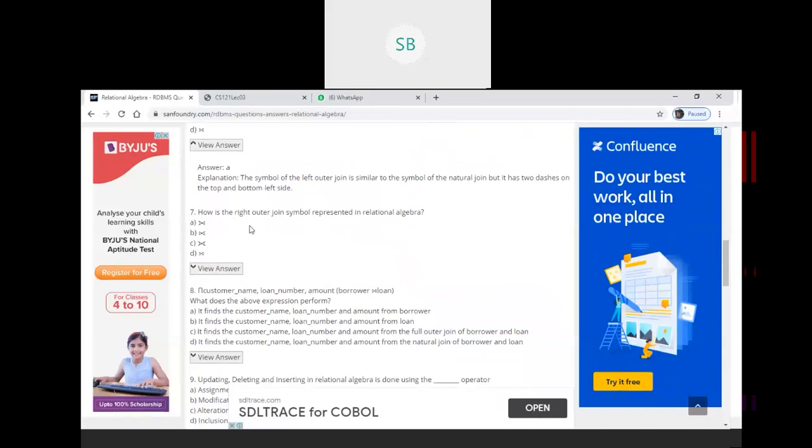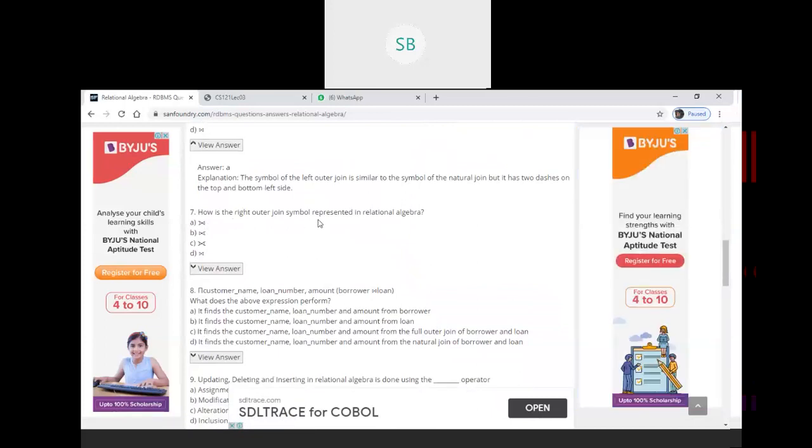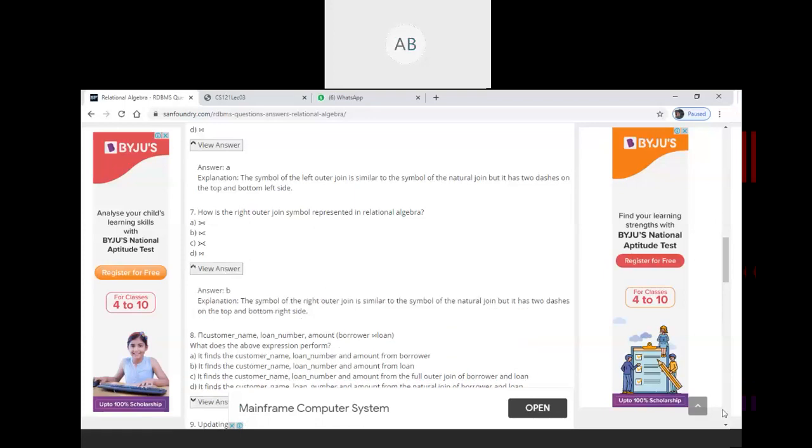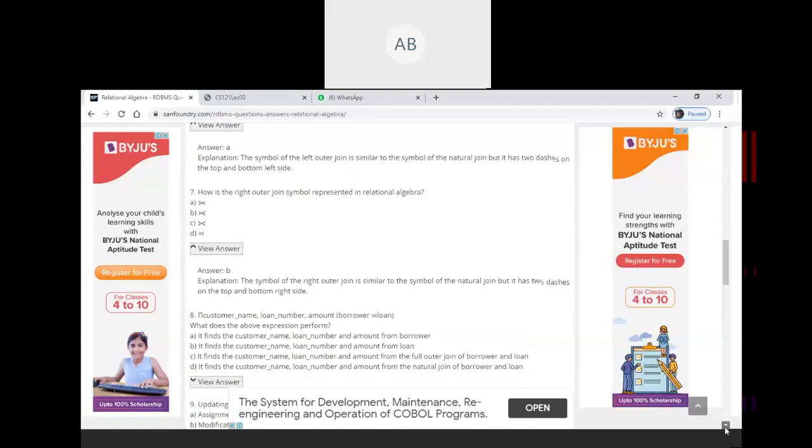Now I just told you what the right join symbol is. So can you tell me, anyone? B. It's a B, right? Now let's check a projection question.